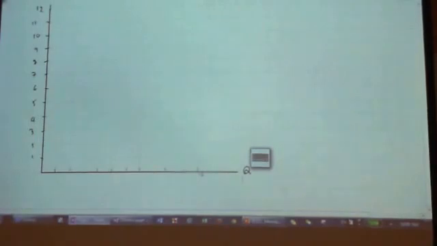I will make it big. 1, 2, 3, 4, 5, 6, 7, 8, 9, 10, 11, 12. I will be precise with the scale here, so that you can see what happens. Let's draw the demand curve together.